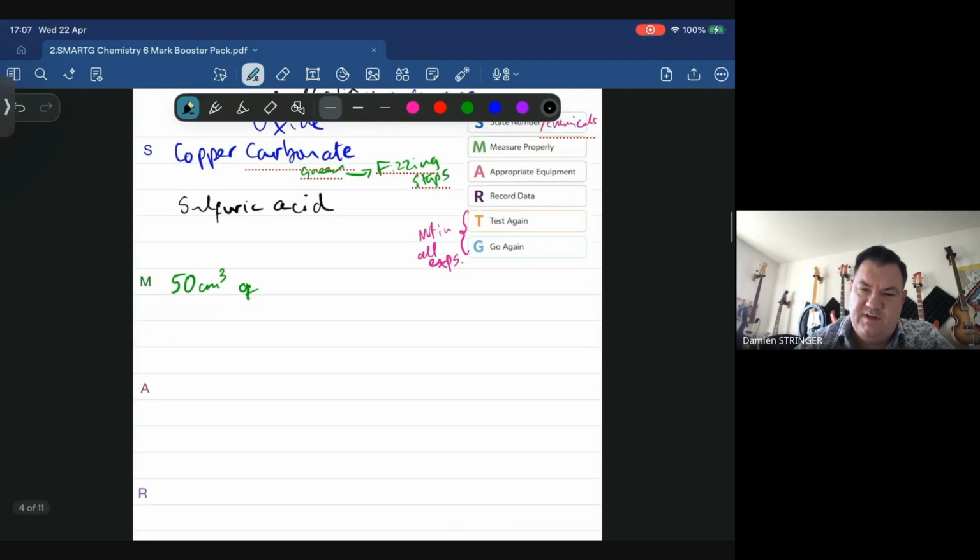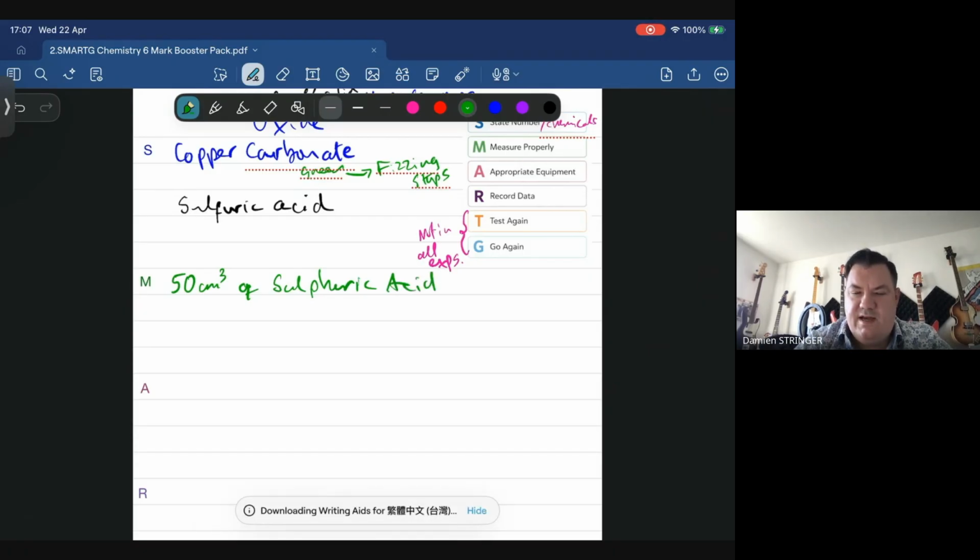So we'd want 50 centimeter cubed of sulfuric acid. What bit of equipment might we use to measure that, Connor? Measuring cylinder. Yeah, always go measuring cylinder, because you will get pulled up if you put something like measuring jug, which a lot of people write, and I don't even know what they mean. Do they mean measuring cylinder? They just can't remember the word. Or do they mean beaker? Because a beaker is really inaccurate in terms of measuring.